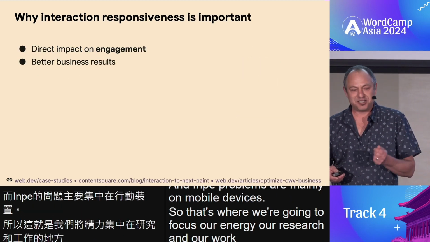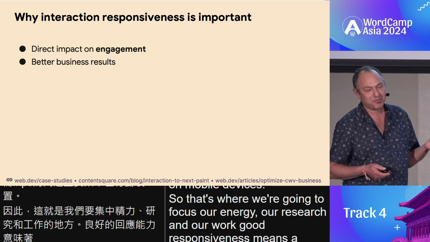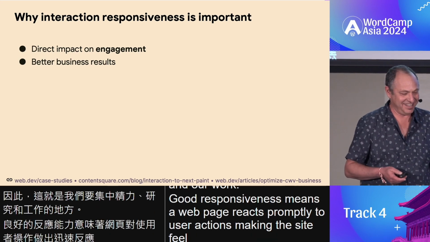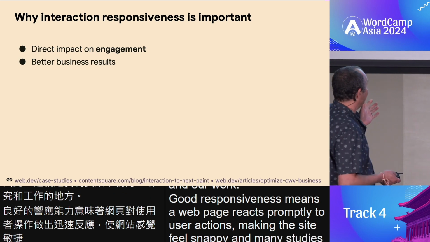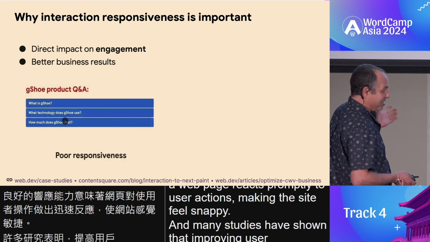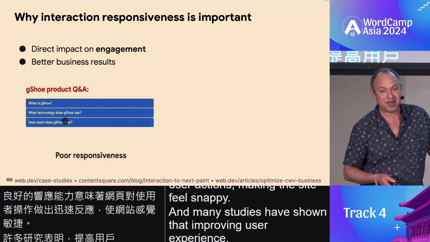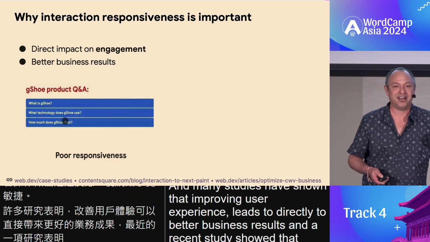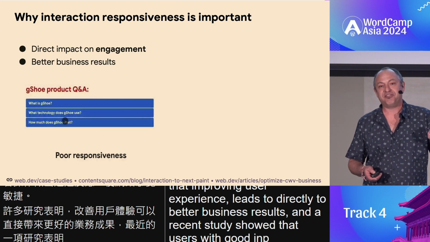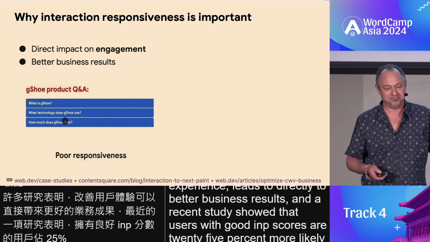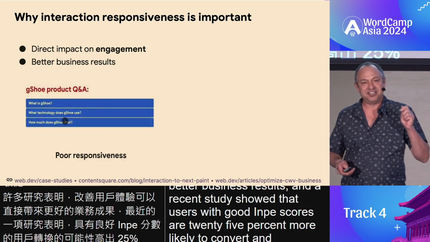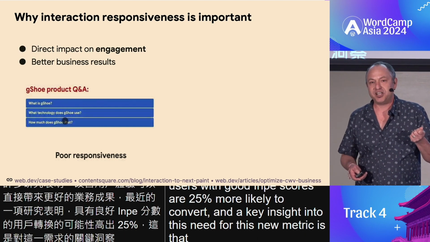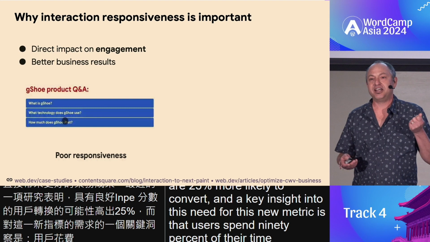Good responsiveness means a web page reacts promptly to user actions, making the site feel snappy. And many studies have shown that improving user experience leads directly to better business results. A recent study showed that users with good INP scores are 25% more likely to convert. And a key insight into the need for this new metric is that users spend 90% of their time on web pages after they load.